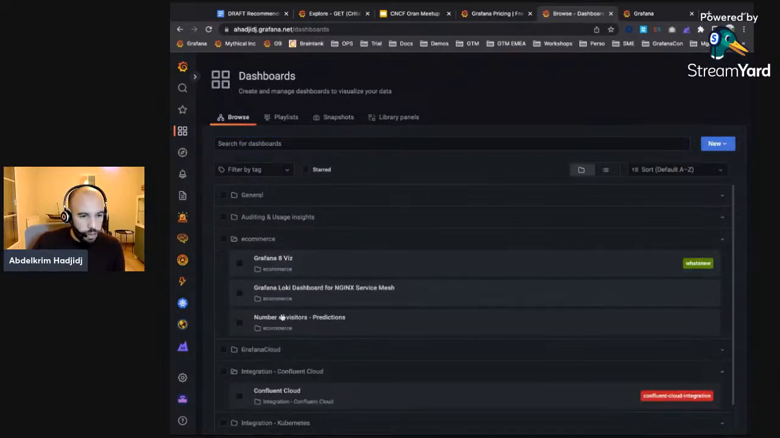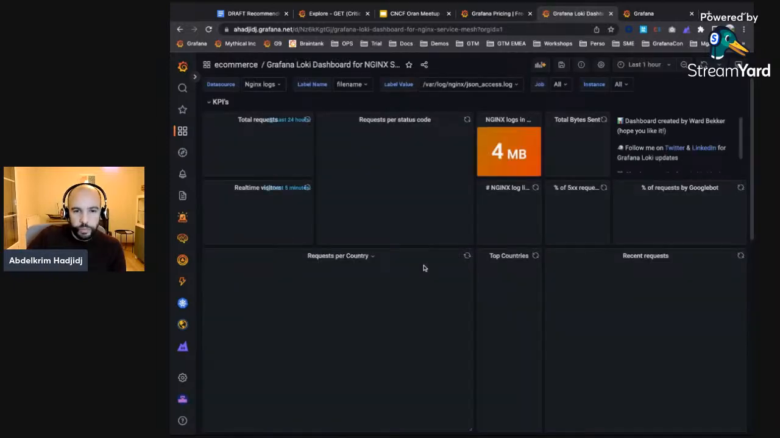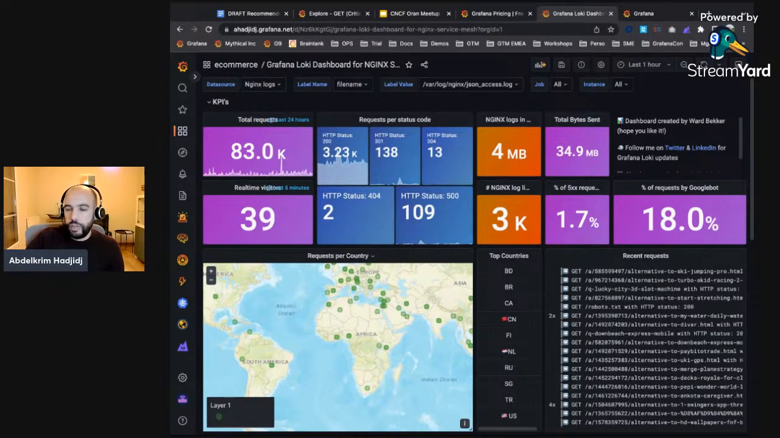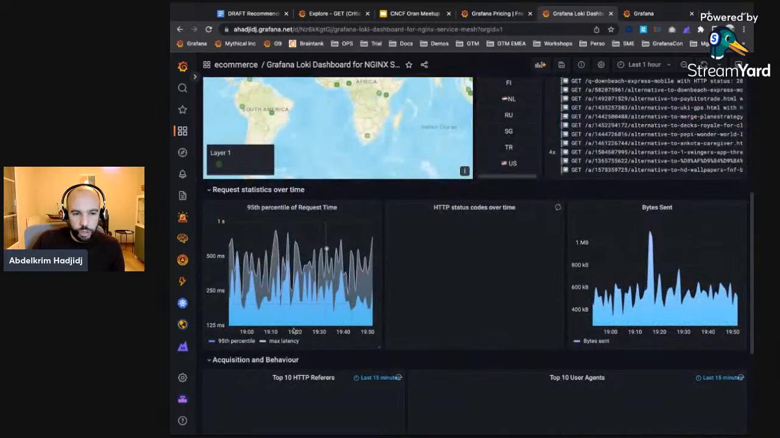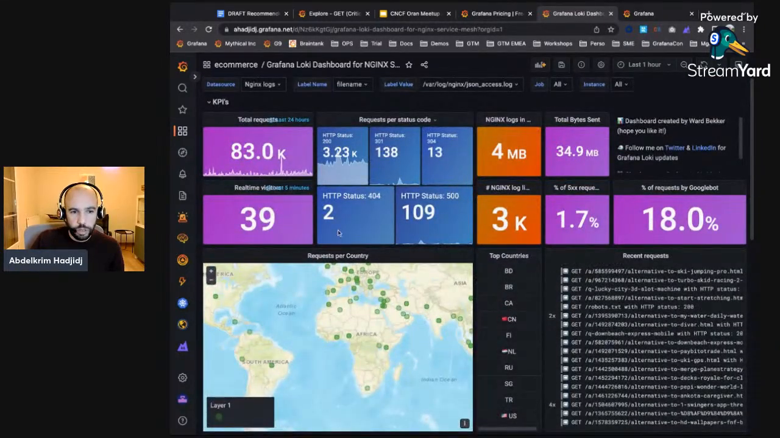So let's say I have an e-commerce website. I don't use metrics because it's a legacy application. I only have logs. I have built this dashboard, which is full of metrics, but everything here is based on logs. This is the logs coming from Nginx.